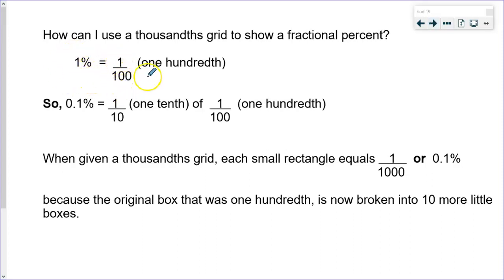We know 1% is 1 over 100, or 100th. So let's go with 0.1%, which is 1 over 10, because this is the 10th spot of 100th, because it's a percent. So we're going 1/10 of 100%. What this means is it turns it into a thousandths grid, because 10 times 100 is 1,000. Now, you don't have to really worry about all this stuff. I just want you to understand where it's coming from. So we're talking about 0.1% because the original box that was 100th is now broken into 10 more little boxes.